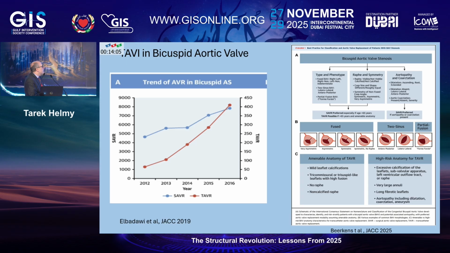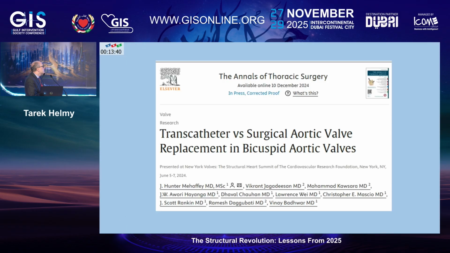Bicuspid aortic valve stenosis. The number of patients undergoing TAVI for bicuspid is increasing, and here is a plan for what constitutes high-risk anatomy for TAVI versus amenable anatomy for TAVI. We're not going to go through all this. You can read them as you see them here. But again, calcification and eccentricity are a challenge for patients with bicuspid aortic valves.